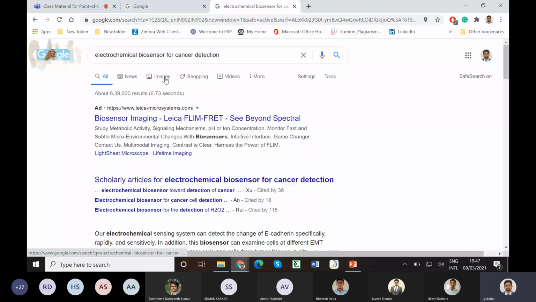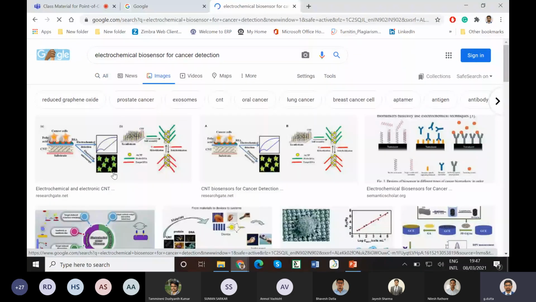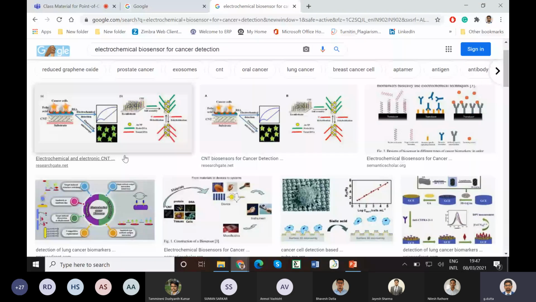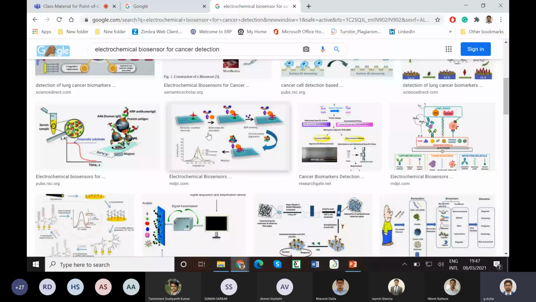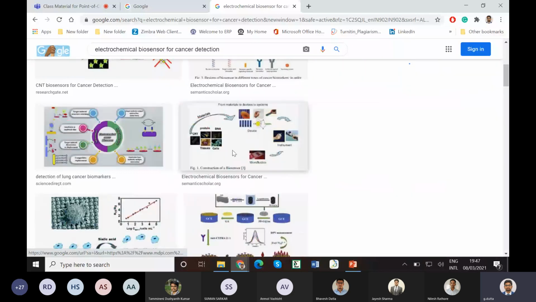Third one, images. You can see there are so many sensors. Just try to find out which one you feel is very interesting, that you want to read. There are so many sensor images you can see. Then you think, oh, it's really a good one. A good picture is showing some antibody they use, some amplification they use. Okay, let's click this one. I want to read it.